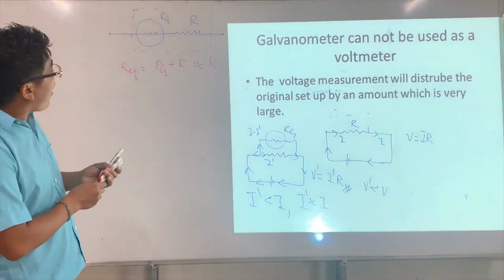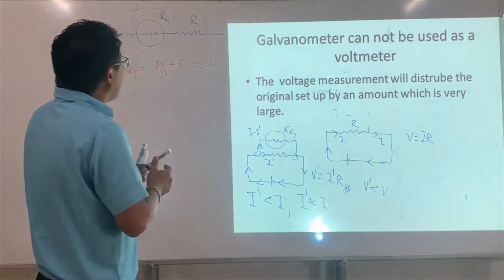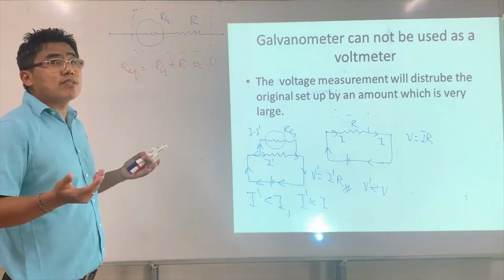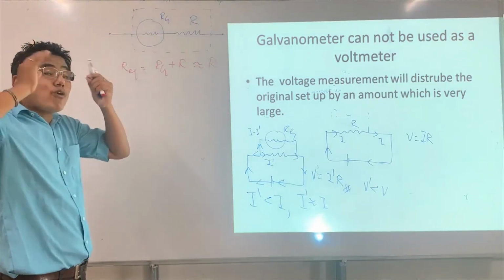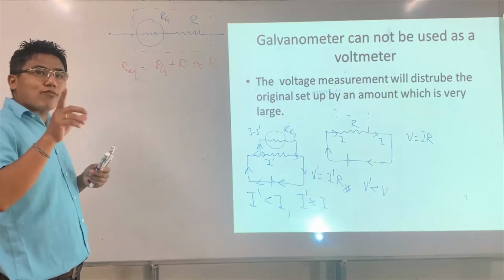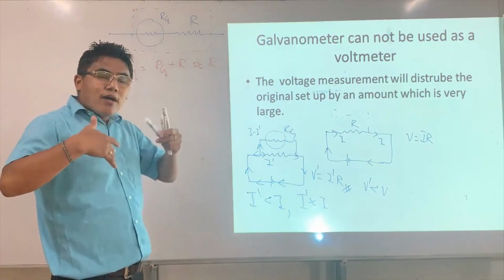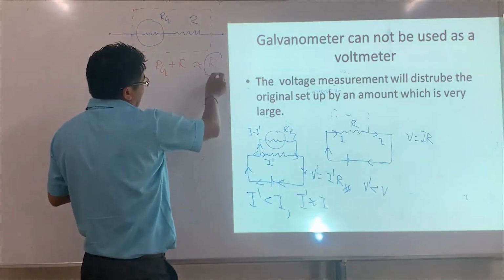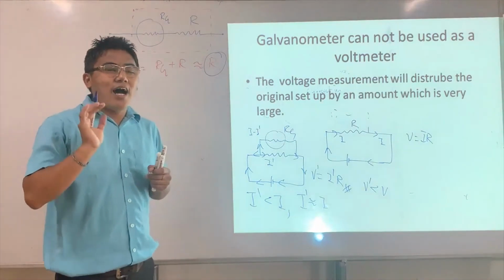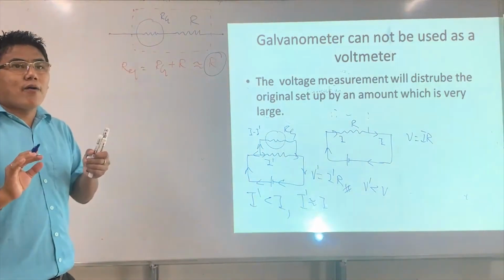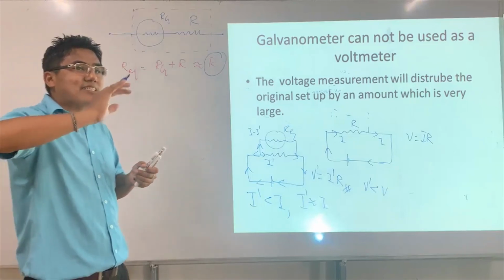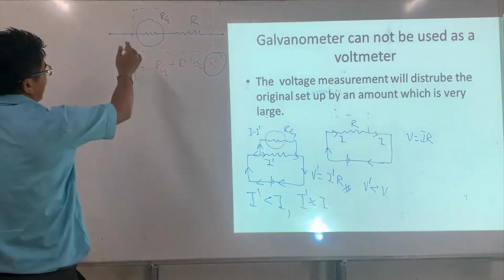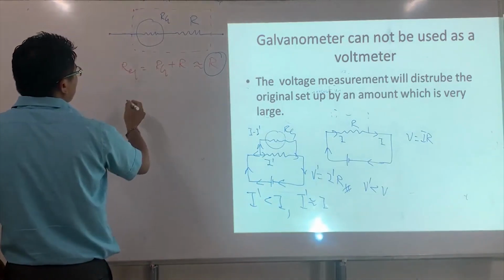Right? So now how to convert? Again, we have different ranges of voltmeters. I can have a different range of voltmeter. And how are we going to fix a different range of voltmeter? The factor that differentiates different ranges of voltmeter is the high resistance R. High resistance R differentiates the different ranges of voltmeter. So how to fix this?